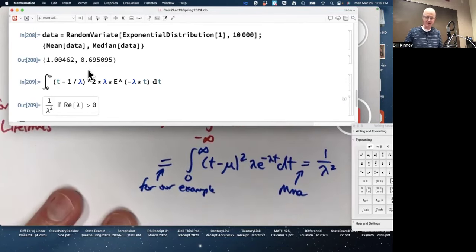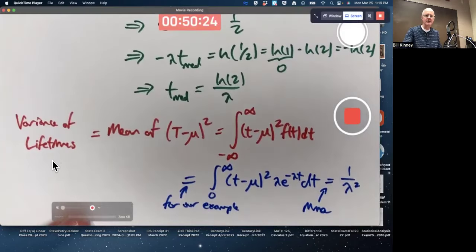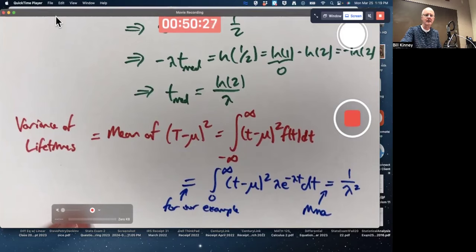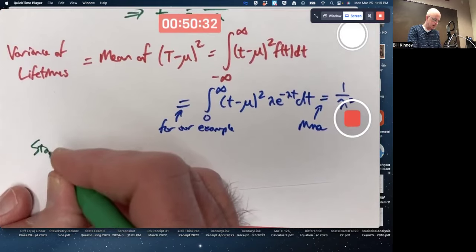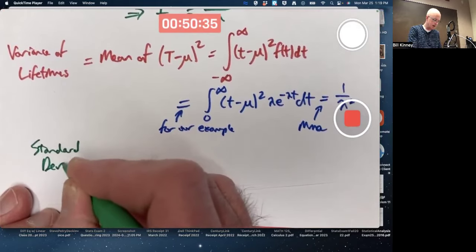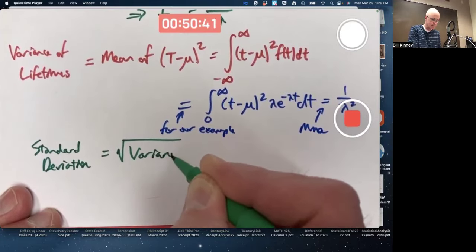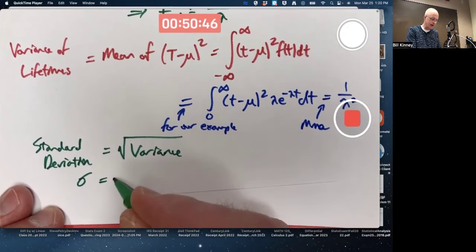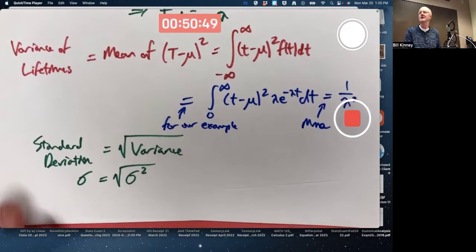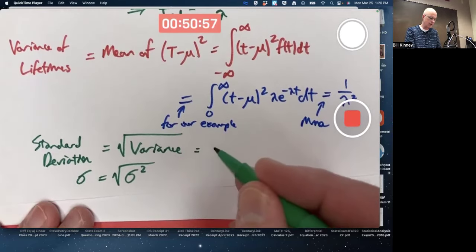And the standard deviation, so that's the variance of lifetimes. What's the standard deviation? Standard deviation of the lifetimes is the square root of the variance. In fact, it's common to write the standard deviation as lowercase sigma and the variance as lowercase sigma squared. There's a standard symbol for those things. So it's the square root.